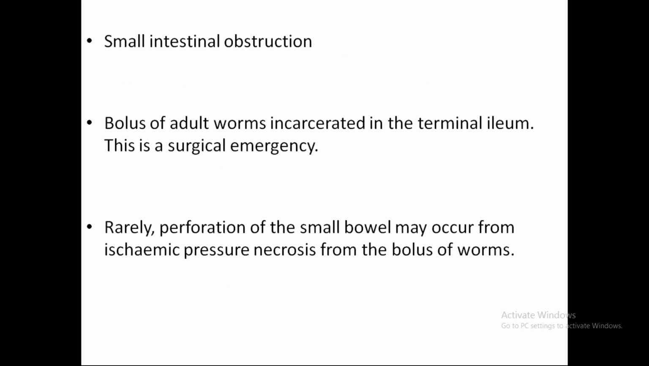It also causes small intestinal obstruction, and the patient can even come with a perforation. A bolus of adult worms incarcerated in the terminal ileum is a surgical emergency. Rarely, perforation also occurs in the small bowel due to ischemic pressure necrosis from the bolus of worms on the wall of the bowel.